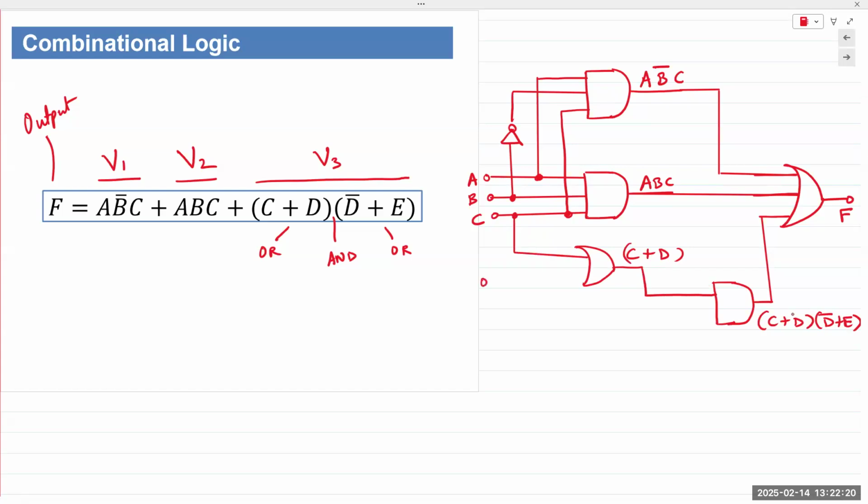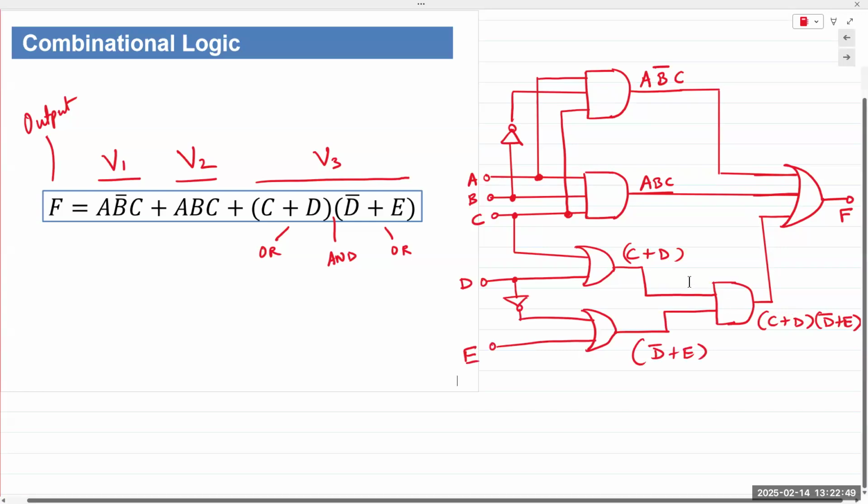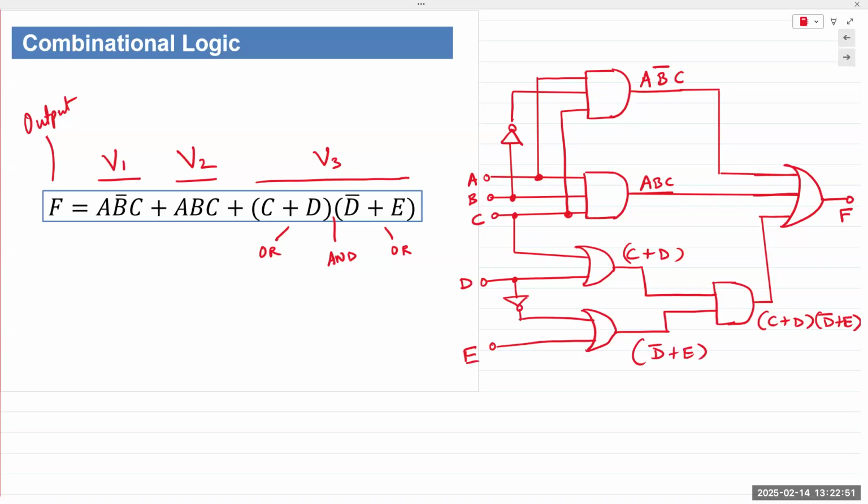That's C, and that's D. And then we have D naught plus E. And so we take D, feed it to an inverter, which goes into the OR gate, and that's it. Let's take a pause. Let me know if you have questions.